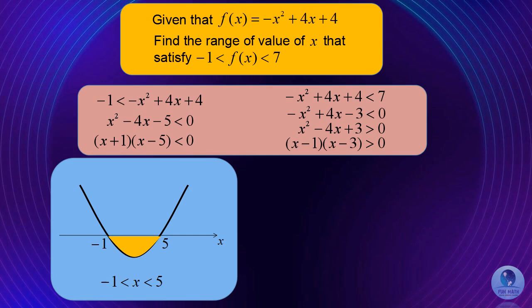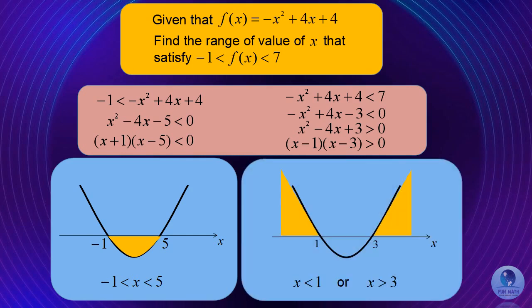Factorize it. You get x minus 1 multiply x minus 3 is greater than 0. To solve this inequality, you need to sketch a U-shaped graph with the roots 1 and 3. Look at the inequality sign, which is greater than 0. Shade the region above the x-axis. So you get the answer x is lesser than 1 or x is greater than 3.